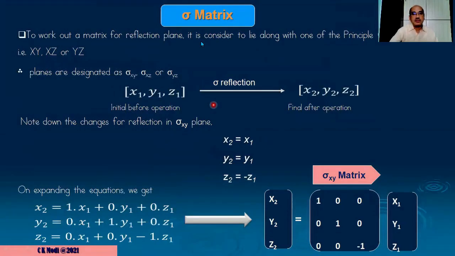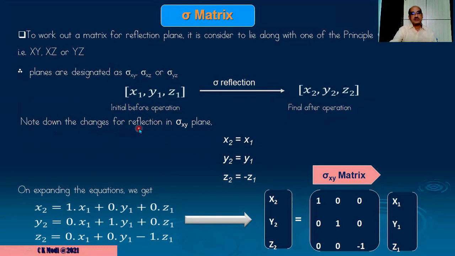In the same way, the sigma matrix. Now, what is the value of the sigma matrix? To work out a matrix for reflection, the plane is considered to lie along one of the principal Cartesian planes, xy, xz, and yz. So the planes are designated as sigma xy, sigma xz, and sigma yz. These are the initial coordinates before operations, x1, y1, and z1. If I perform a sigma reflection operation, my final coordinates are x2, y2, and z2.